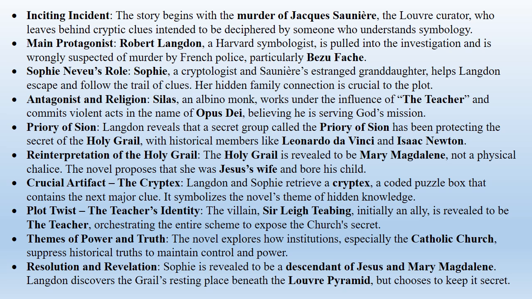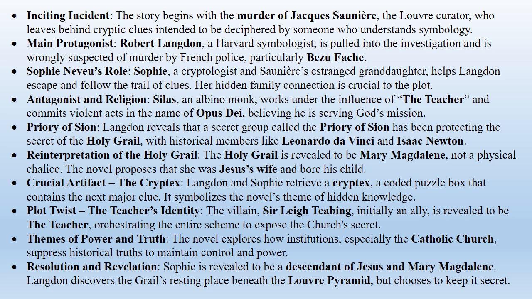Eventually, they discover that the Teacher, who has been guiding Silas and manipulating events, is actually Teabing himself. He believes the truth about Mary Magdalene should be revealed to the world, even if it causes chaos. He had planned everything, including the murder of Saunière and the use of Silas. In the end, Langdon and Sophie manage to stop Teabing and turn him over to the police. Silas also dies after realizing he was being used.